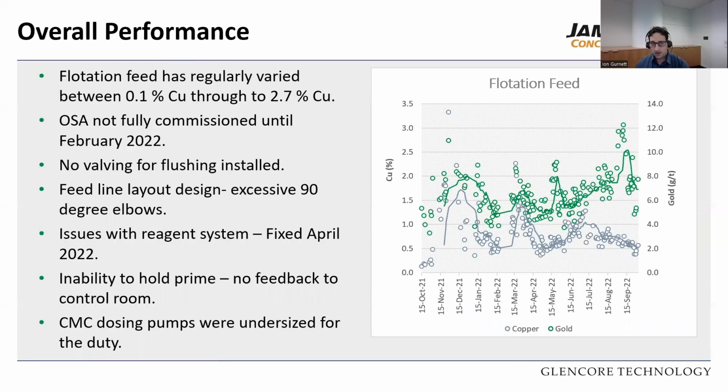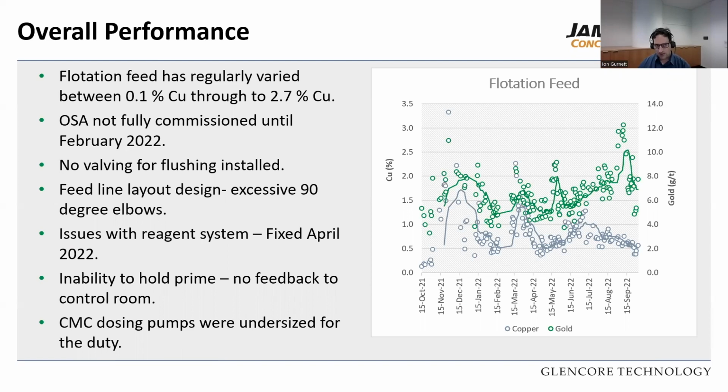Since commissioning, flotation feed has varied between 1.1% copper through to 2.7% copper. And interestingly, there have been a few reasons in how it's been performing and challenges. The circuit started slurry in about November 2022. They didn't actually have an OSA commissioned until February 2022. This is predominantly through the design of the OSA system, not having valving for flushing, and bad design with 90-degree elbows. And this obviously makes commissioning a challenge when you have to wait a day for results.